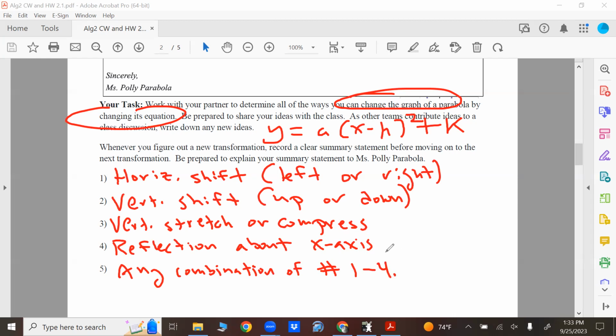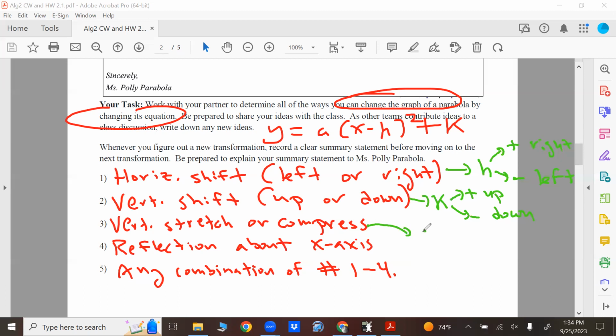Now, for the first one, that's going to be solely about h. If h is positive, you go right. If h is negative, you go left. That should be intuitive, hopefully, right? This here is going to be k. If k is positive, where do I go? Up. And if it's negative, down.